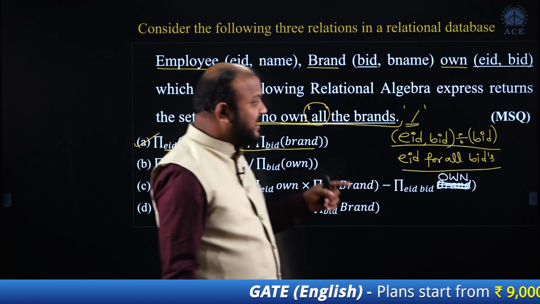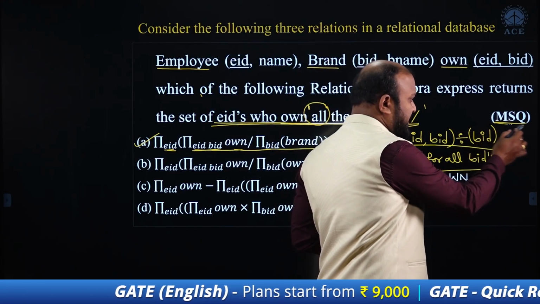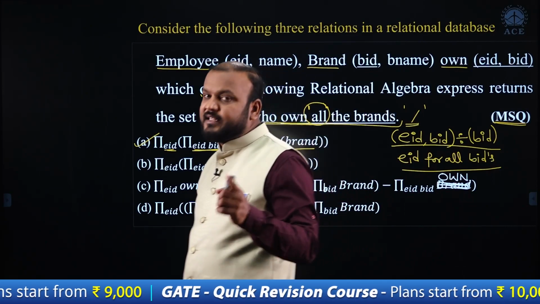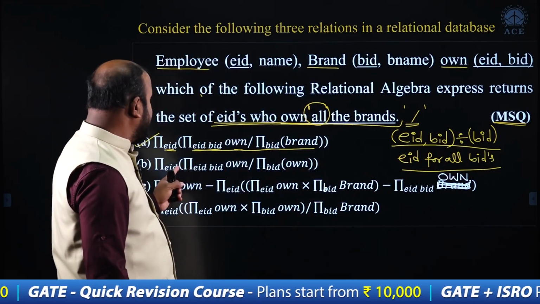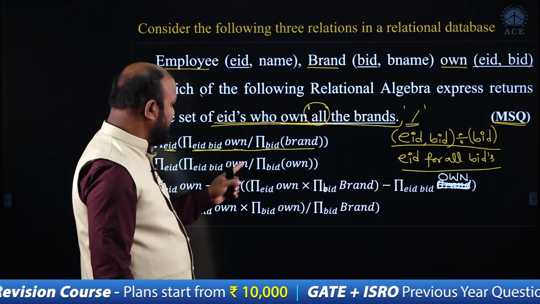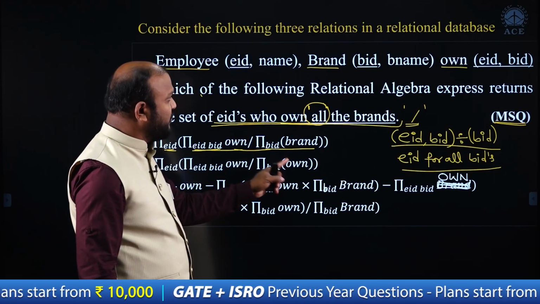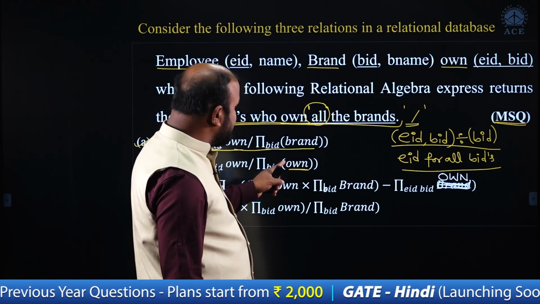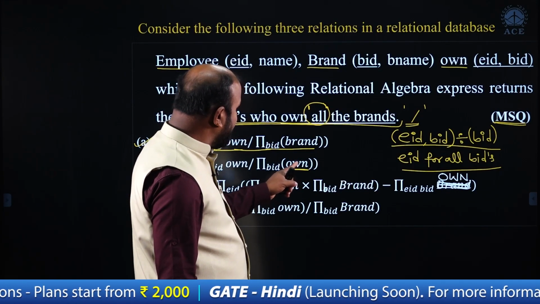The question is a multiple selection question, so more than one option may be correct. You have to check the other options also. Look at EID, BID of own, division with pi BID of own. Here the table given is own. Because it is given as own, it is incorrect.